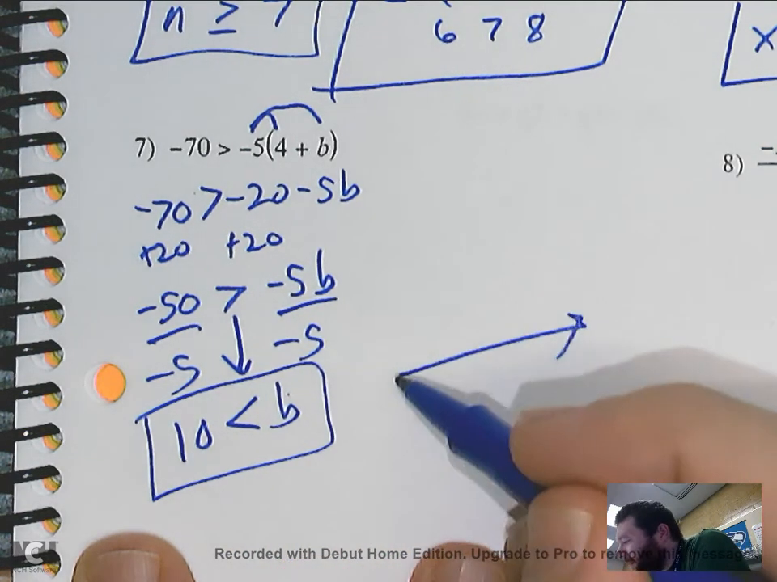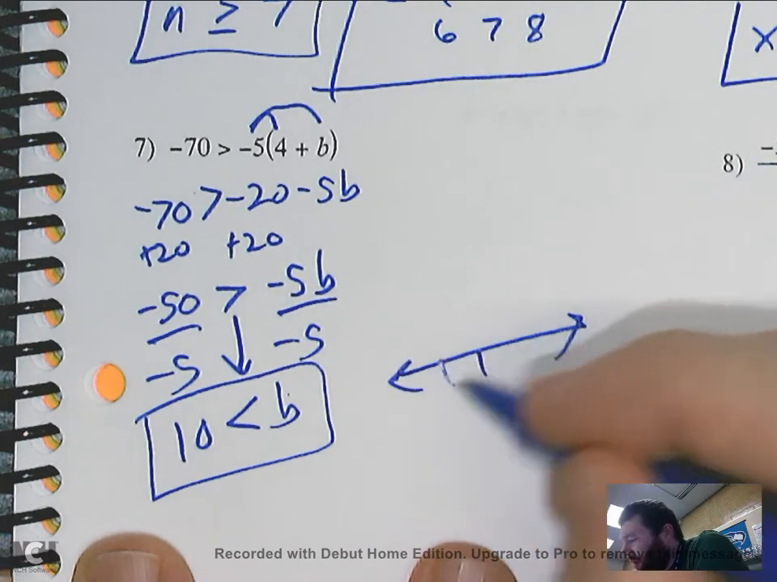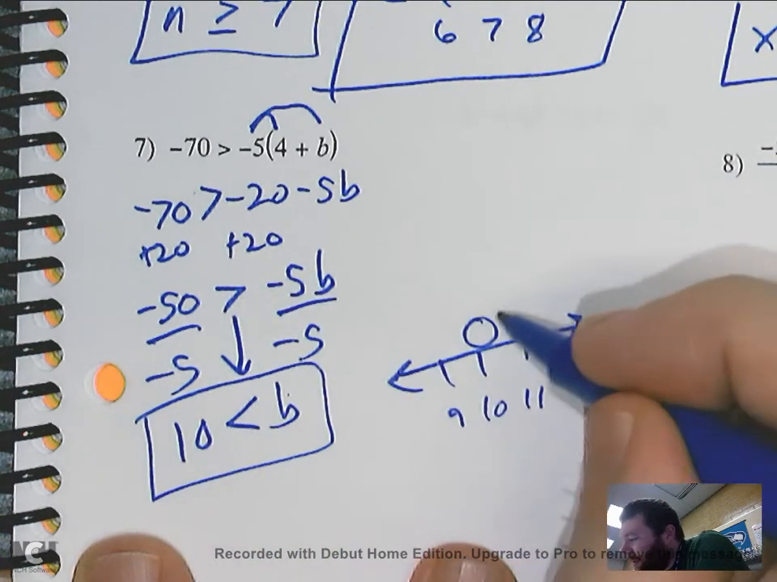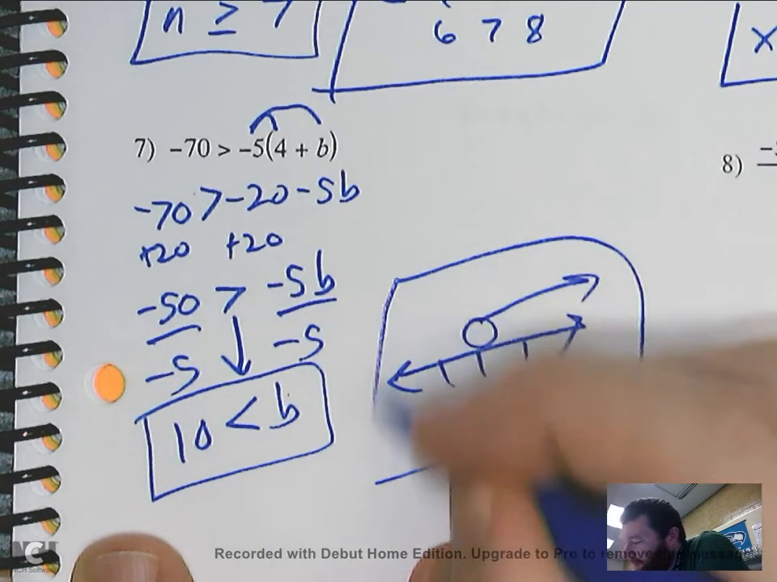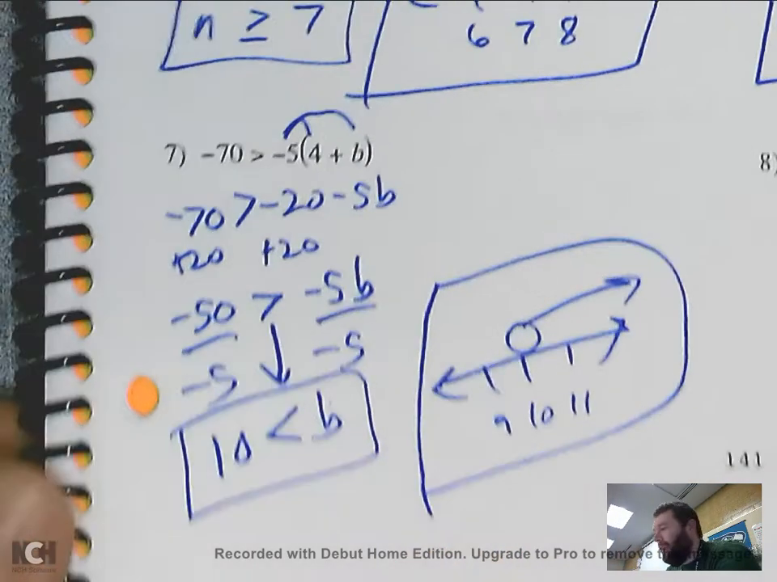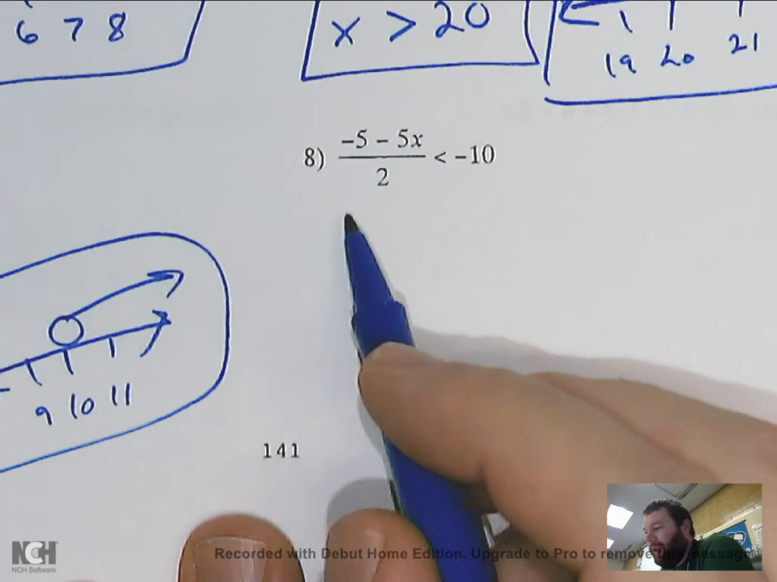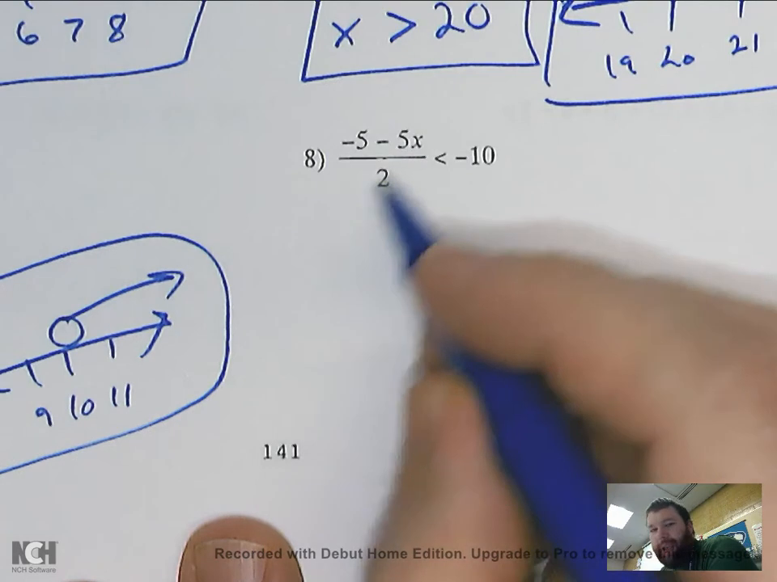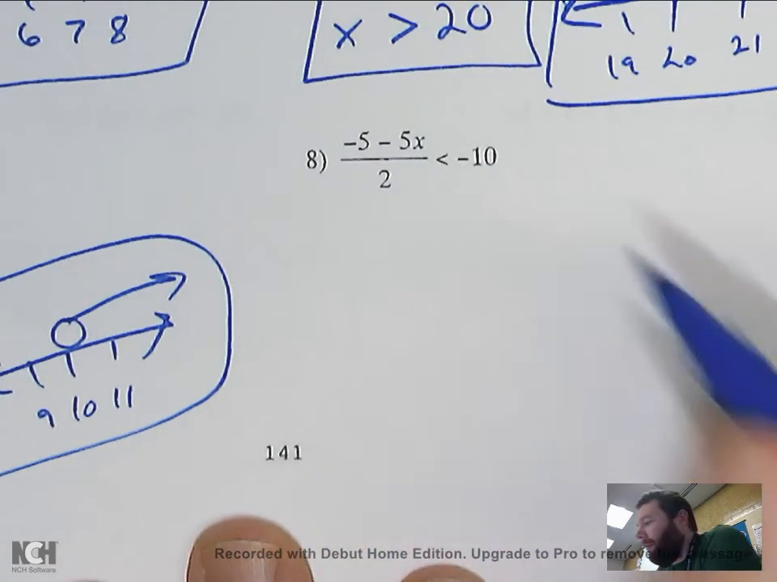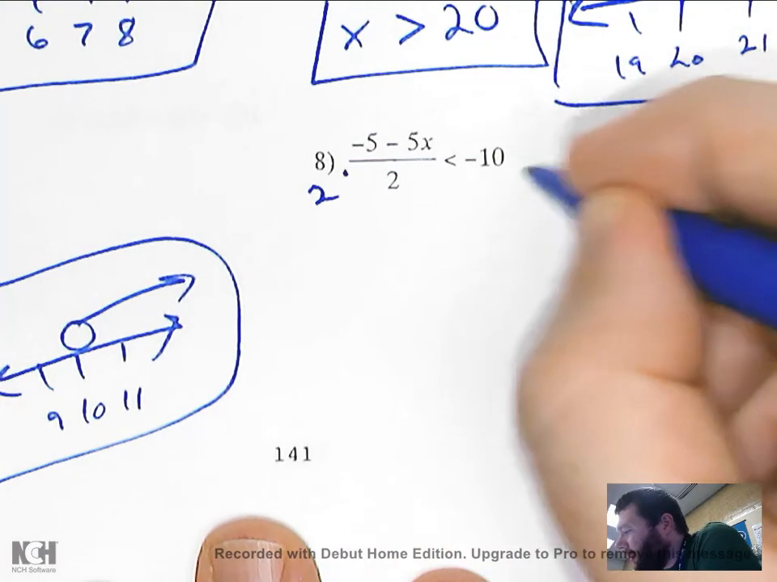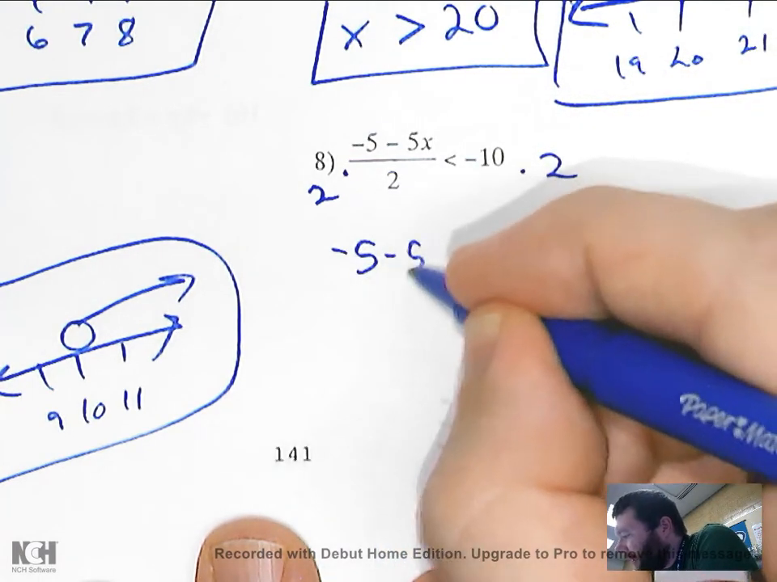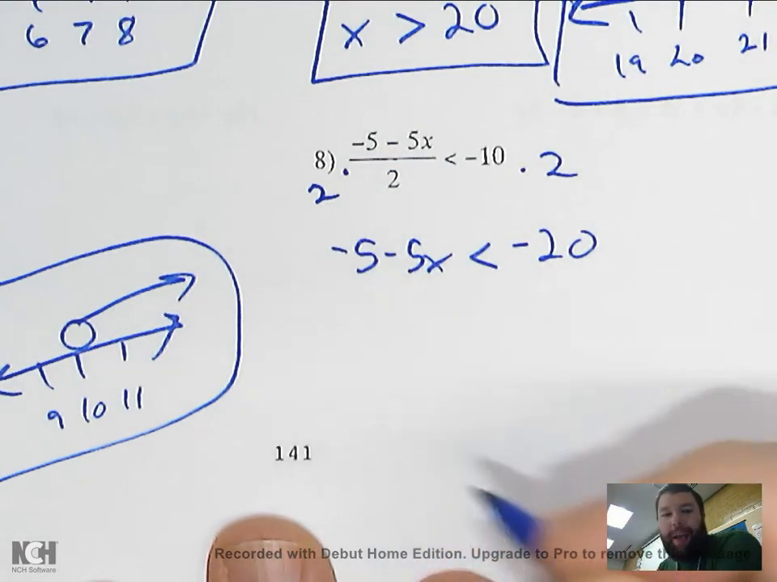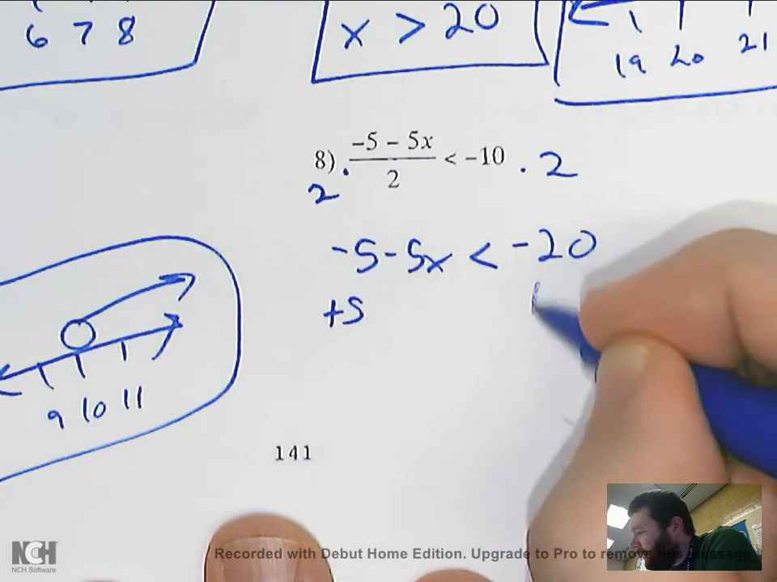And then I do my graph. And 9, 10, 11. This one's going to be an open circle, regular inequality symbol, eating the variable. It's going to go to the right. Just like that. Okay, and then the last one on this page, we've got negative 5 minus 5x over 2. Again, if something's dividing the entire thing, you need to get rid of it first. So you're going to start by multiplying 2 to each side. So negative 5 minus 5x less than negative 20. Then I get rid of the number adding or subtracting, so add 5 to each side.